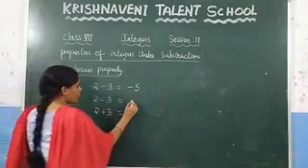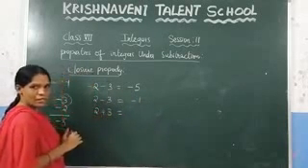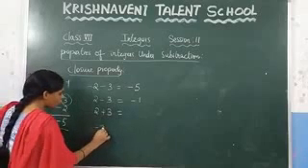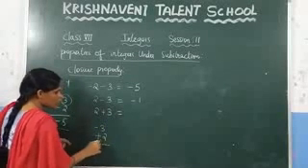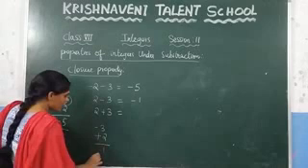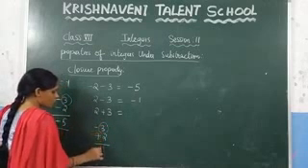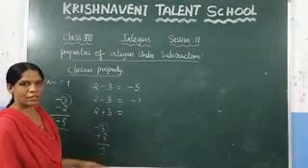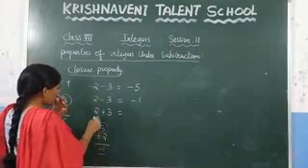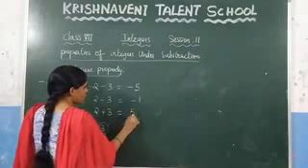Now calculate 2 minus 3. What is the value of 2 minus 3, which is -1. How do you calculate? -3 plus 2. 3 minus 2, which is 1. For the bigger number, which symbol is there? Minus. So you got the answer as -1. What is the value of 2 plus 3, which is 5.